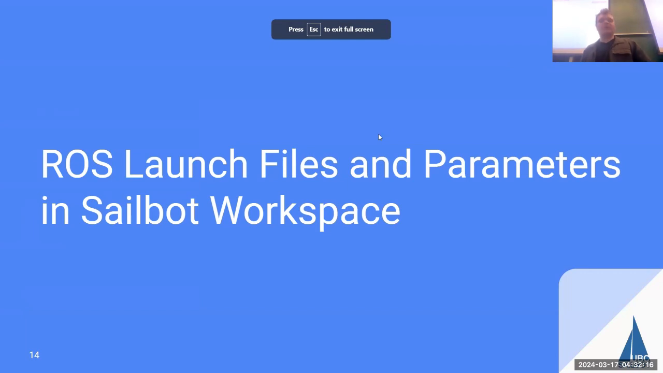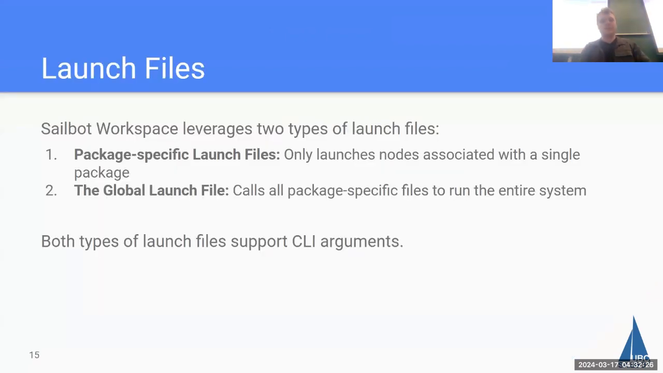So where we left off was how do we use ROS launch files and parameters in Sailbot Workspace? I'm going to start with launch files. Sailbot Workspace makes use of two types of launch files. The first is a package-specific launch file, which only launches the nodes within a particular package. And then the global launch file, which goes to each package and says, hey, I'm going to take your launch file and launch all of you at the same time, to essentially launch the entire network at once.